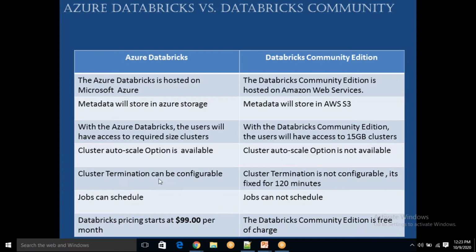We can say we want to shut down this particular cluster in 15 minutes or 20 minutes. We can tell that particular time. Next, in Community, cluster termination is not configurable. It's fixed at 120 minutes. If you do not submit any job on this cluster for 2 hours, this Databricks Community cluster will automatically shut down. But in Azure Databricks you can configure whether you want to shut down in 15 minutes, 30 minutes, 1 hour or 2 hours. Next, jobs can be scheduled. In Azure Databricks, we can schedule jobs, but in Databricks Community, jobs cannot be scheduled.